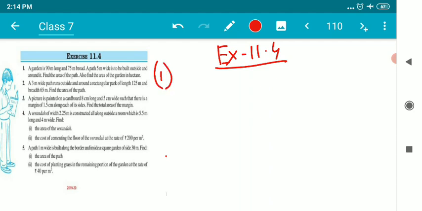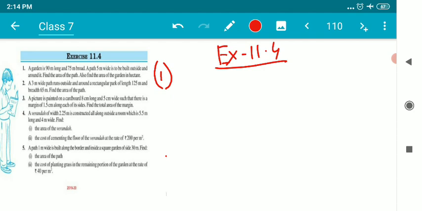Children, why is question number 1 so important? Why am I starting from question number 1? Because the questions given in this exercise as question number 2, 3, 4 are absolutely similar. The process we will be solving in question number 1, likewise, we have to solve question number 2, 3, and 4. So let's understand question number 1 first.